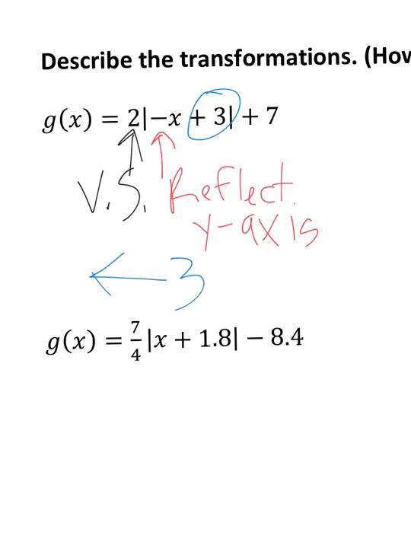Remember, it goes opposite of what you might think. And then what's this plus 7 on the outside? If it's on the outside, it's normal. So plus 7 would go up 7. If it's still minus 7, it would go down 7.